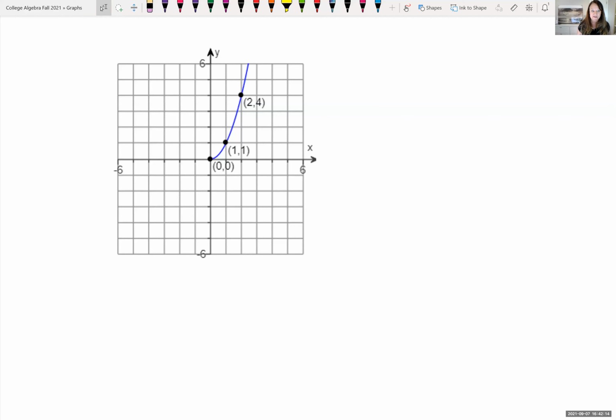Okay, so you're given a graph and you're asked to graph the rest of the function given that it has symmetry. And so let's say we have given this graph and we want to graph the rest of the function. If this is symmetrical across the x-axis.